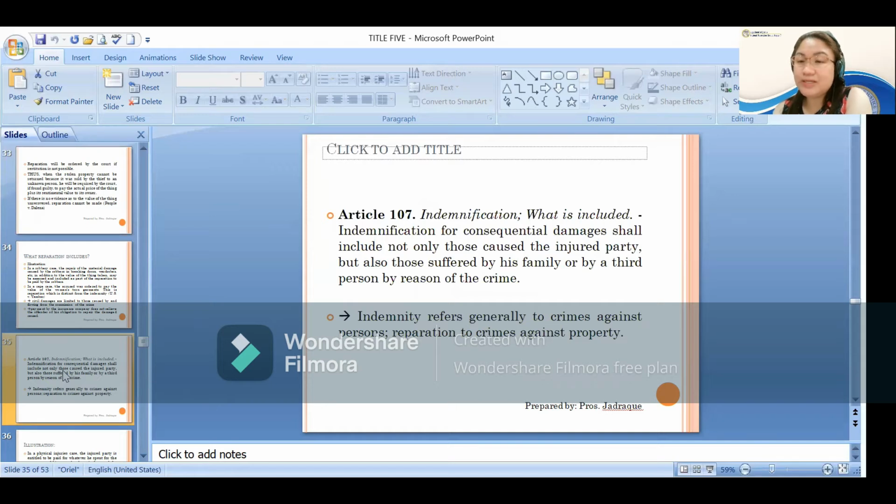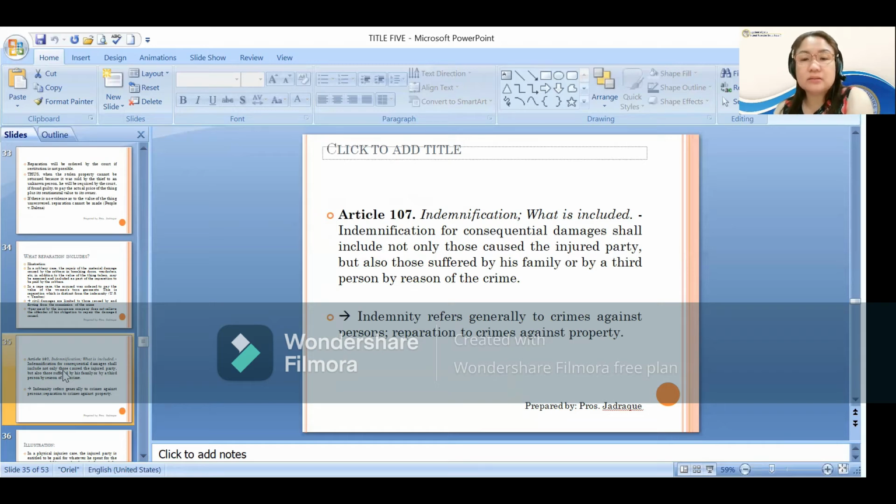Okay, so to reiterate, restitution, you have to return the very thing itself. Reparation, if restitution is not possible, you will be required to pay for the value plus sentimental value of the thing as far as the offended party is concerned. Okay, so we're done with the two civil liabilities that the offender may be required to pay to the offended party. Then the last one is indemnification.